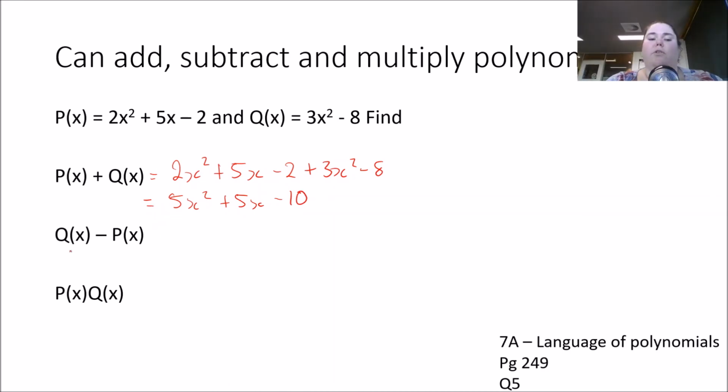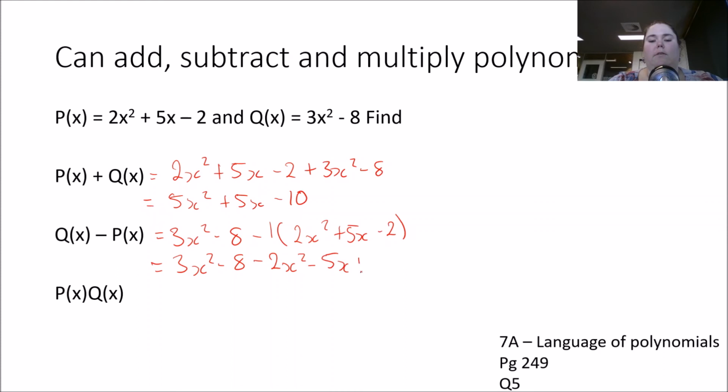The next one, we've got q of x minus p of x. I put a minus and then I put the brackets for the second one, because otherwise I'm going to forget that I'm minusing off all those terms. We need to remember that negative 1 is technically what we have outside the bracket, so all of these signs are going to change. And then just simplify again. So I get x squared minus 5x minus 6. That's not too bad.